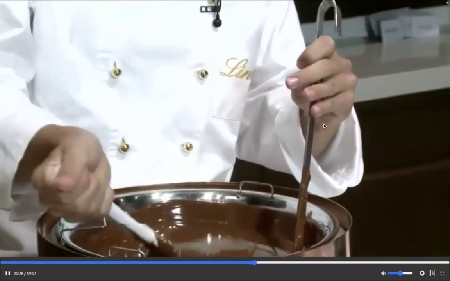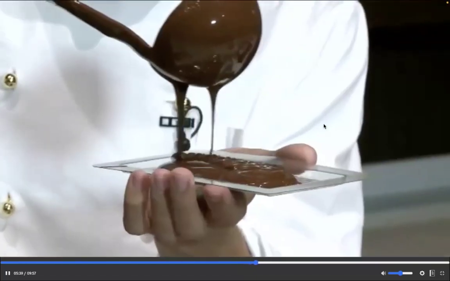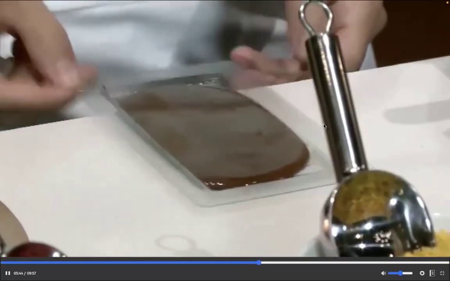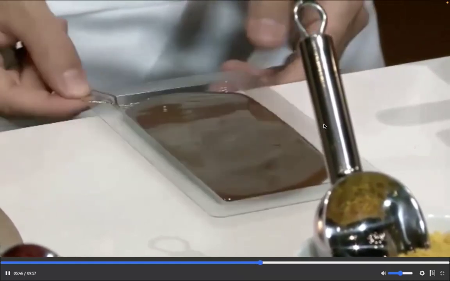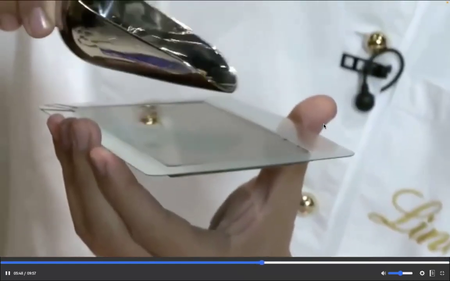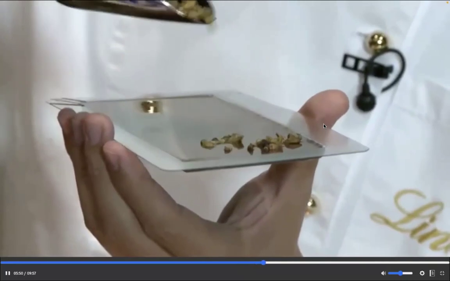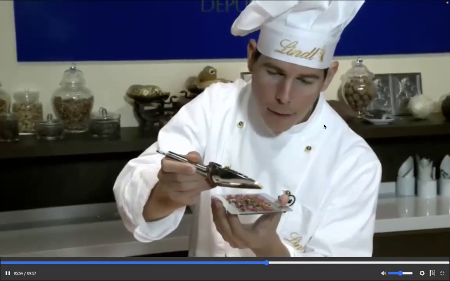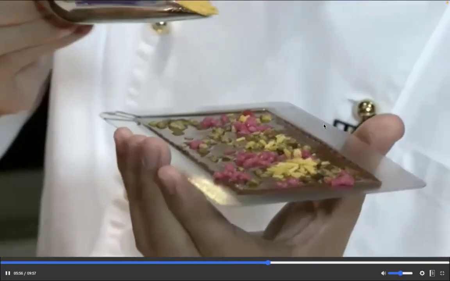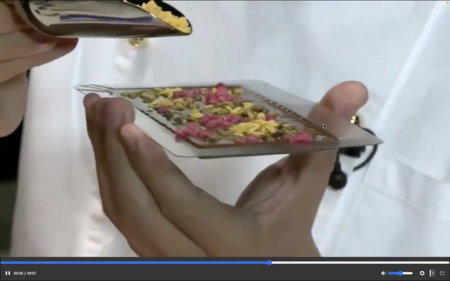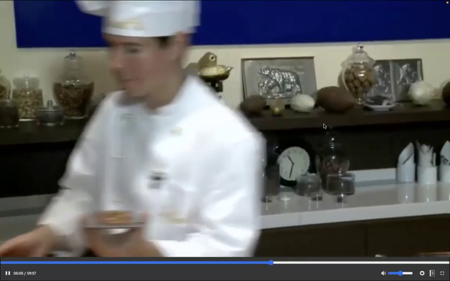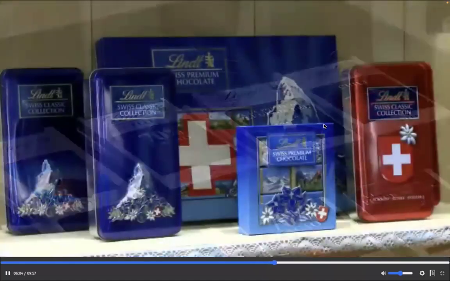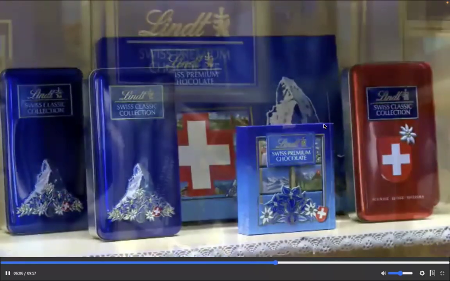Once they've mixed the chocolate, they pour it into molds. Sometimes they add other ingredients, such as nuts, orange, or even special rose petals. Finally, the bars are ready for the millions of chocolate lovers around the world.